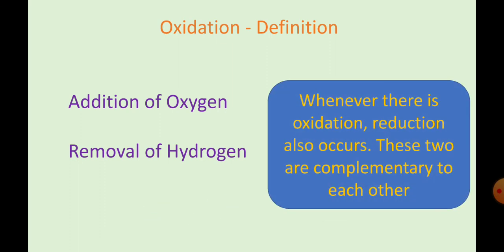But we have to keep in mind one more thing also. Students, whenever there is oxidation, if we say a particular compound undergoes oxidation, surely there corresponds a reduction process also. So these two processes, oxidation and reduction, are complementary to each other. Whenever a species gets oxidized, the other species will get reduced, and these two reactions collectively are called redox reactions. So redox reaction is a combination of oxidation and reduction reactions.